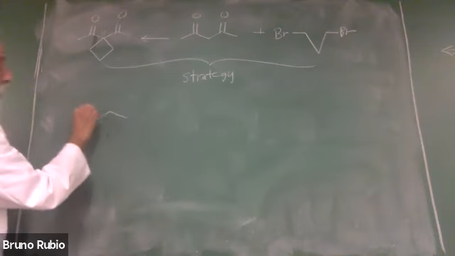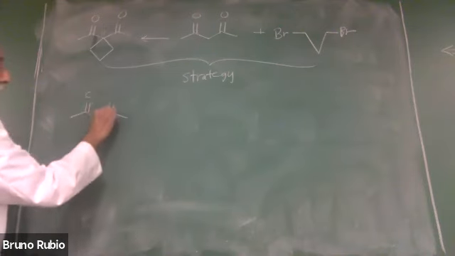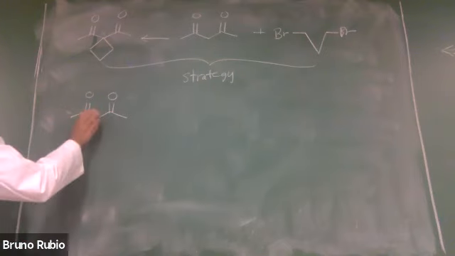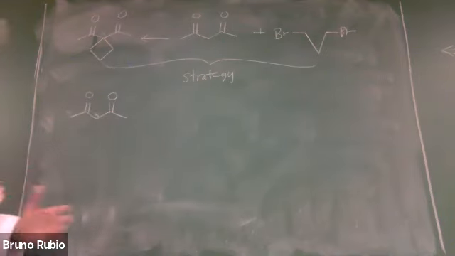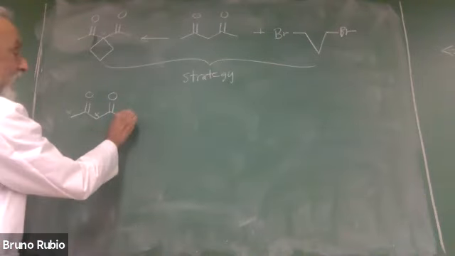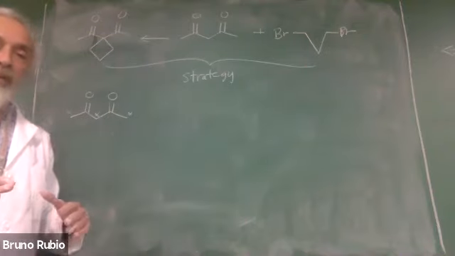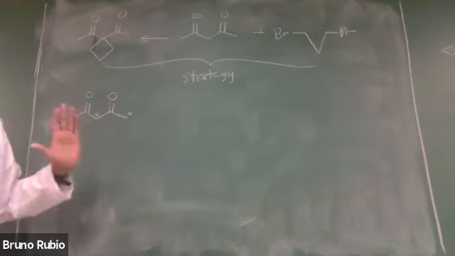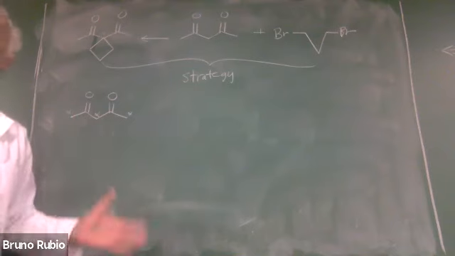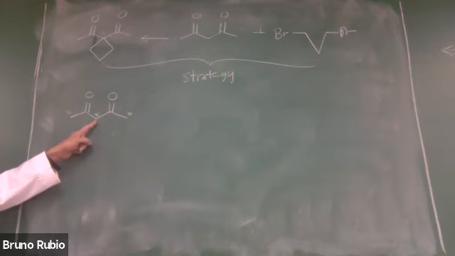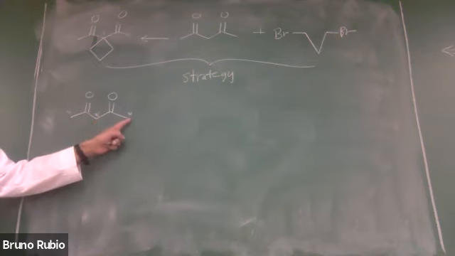So starting with this guy here, what I see is that this is an alpha carbon. What's an alpha carbon? It's a carbon next to a carbonyl carbon. This is an alpha carbon, and this is an alpha carbon. So this molecule has 3 alpha carbons. How does this molecule know that I want enolization here and not here and not here?